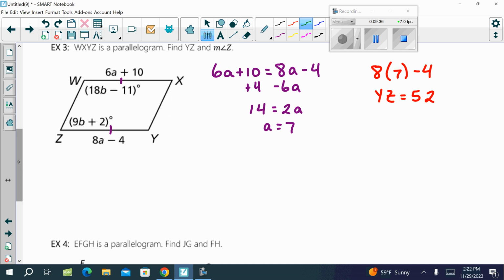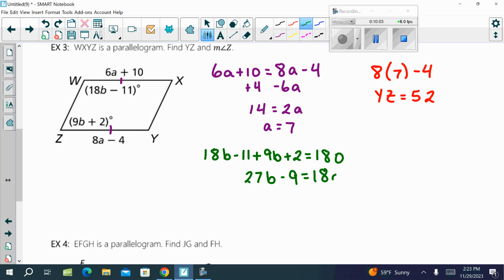All right, now we need to solve for B. What am I going to do with the two B binomials, Aiden? Good. Consecutive angles are supplementary, so we're going to add these two up and set equal to 180. What are you guys getting for B? 7 again? Oh, look at that. Didn't realize I did that.